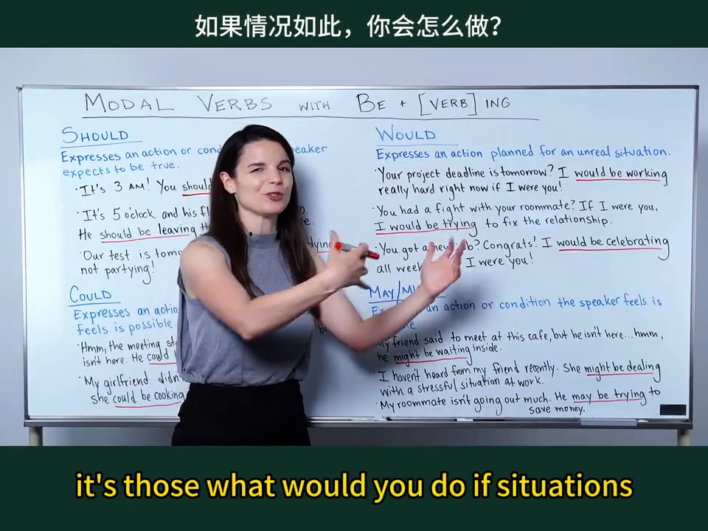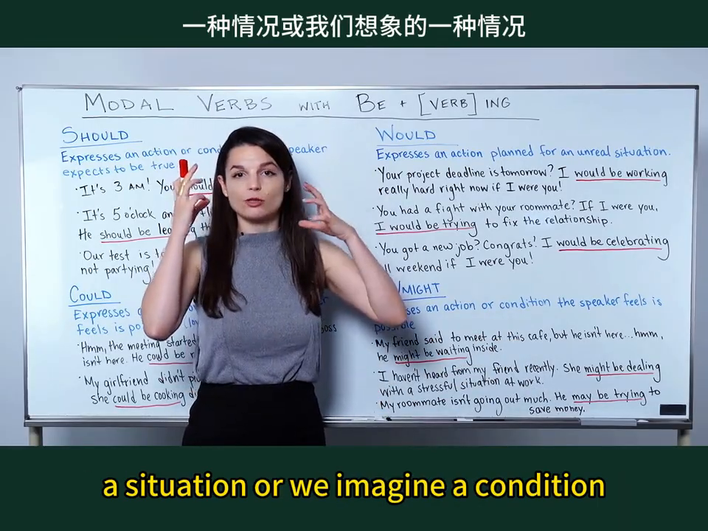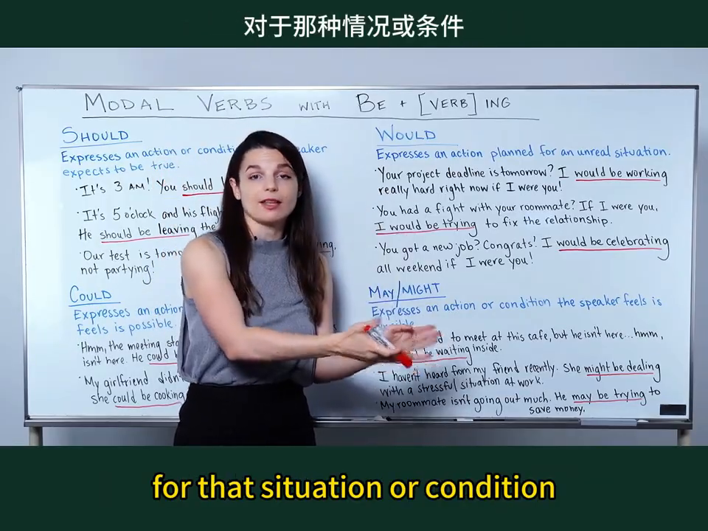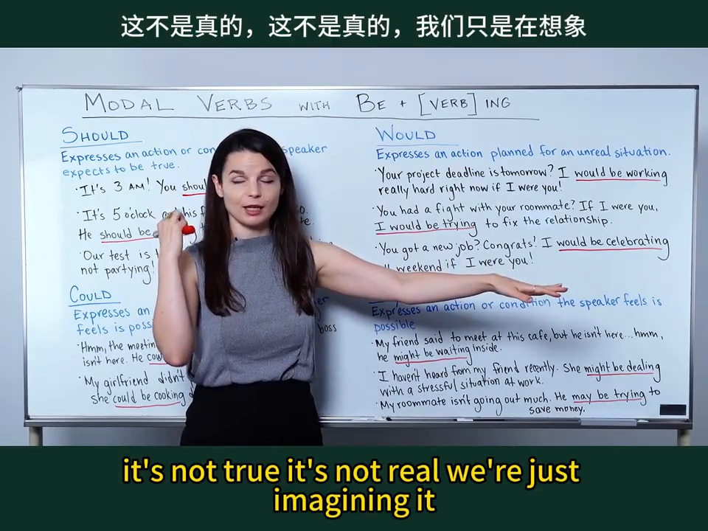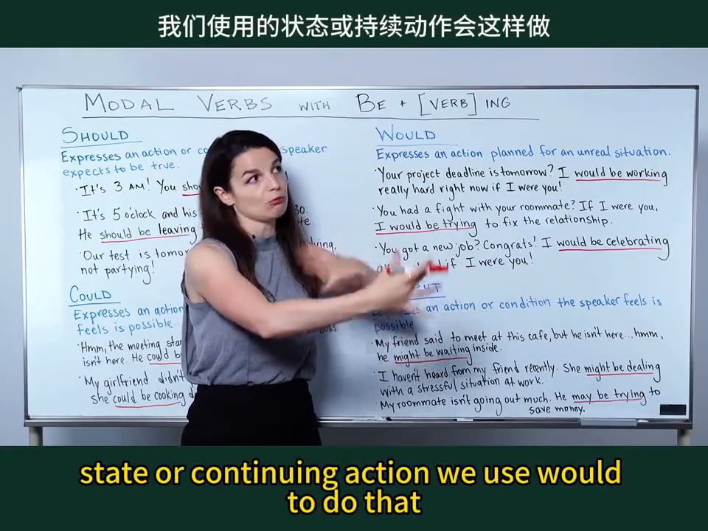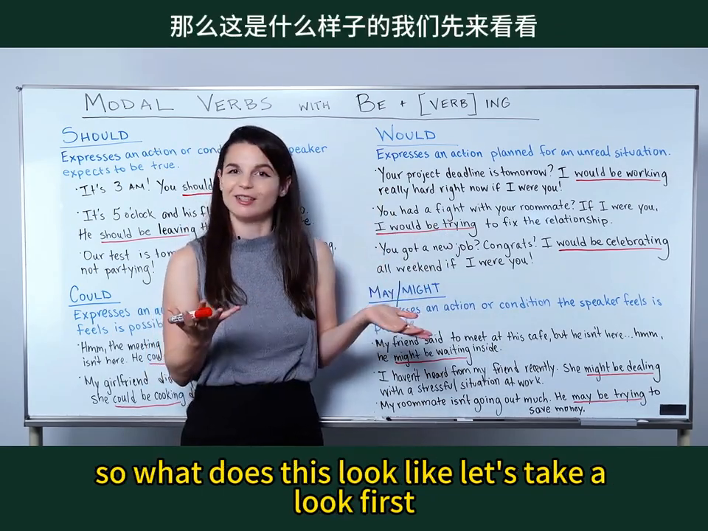It's those what would you do if situations. So we imagine a situation or we imagine a condition and we express our plan for that situation or condition. It's not true, it's not real, we're just imagining it. So when we want to imagine some continuing state or continuing action, we use would to do that. So what does this look like?